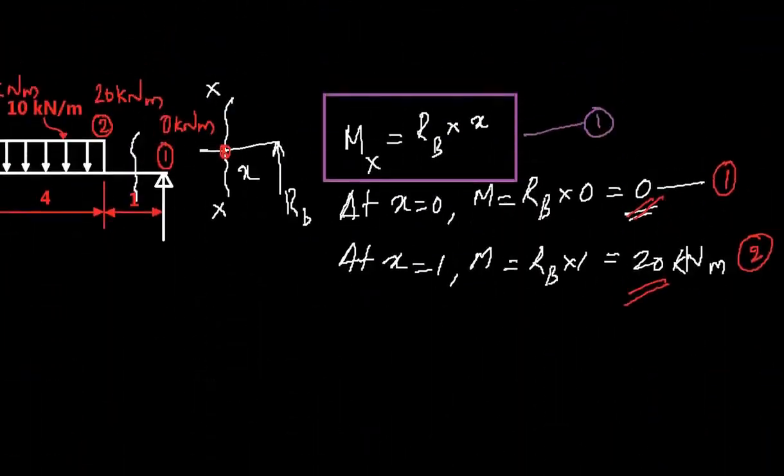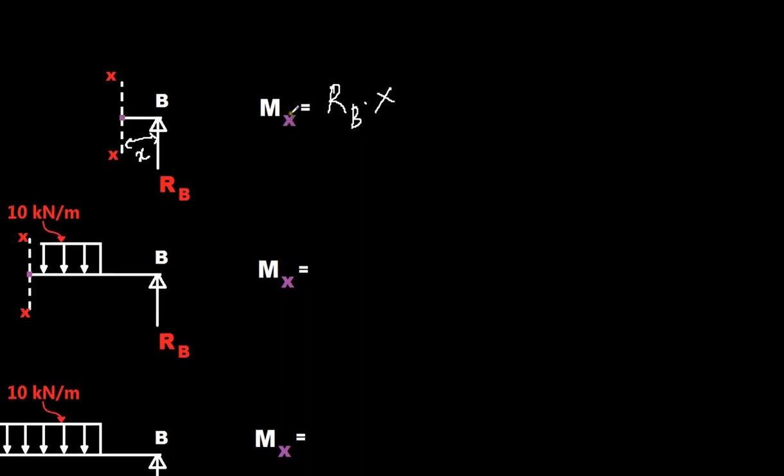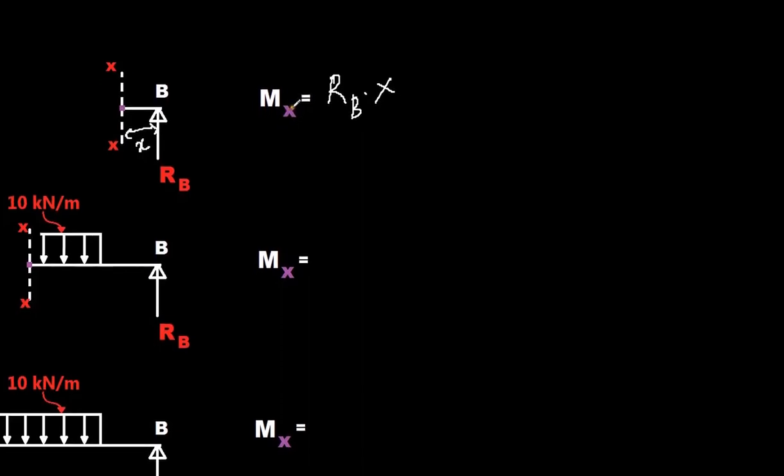As I said, the first one is RB times X, the bending moment. That is RB times X, where X is the distance between the section and the load here, RB. So always we take the moment based on this point here. So you can see the matching color here. So moment is taken from that point.